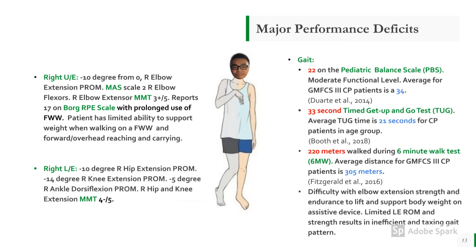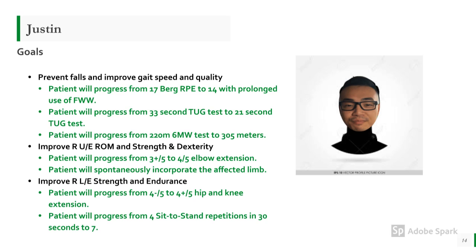Justin is below average for his age group and peer group of cerebral palsy patients on the balance scale, Timed Up and Go test, and the 6-minute walk test. These are important issues to address in physical therapy and will be outcome measures for Justin. The following 3 goals are the main focus points for our rehabilitative treatment plan of care for Justin.